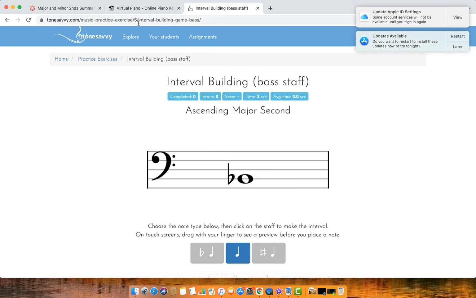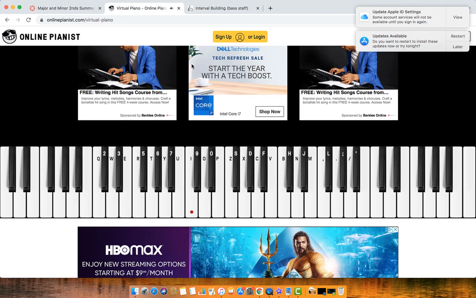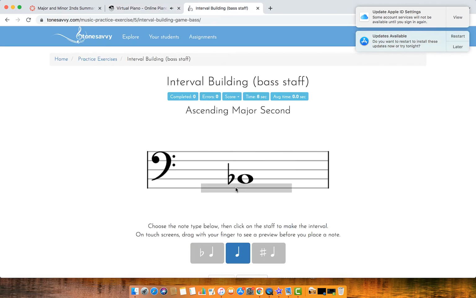Major second above B flat. Here's a B flat. There's a C. B flat, C. Not C flat, not C sharp, just C.